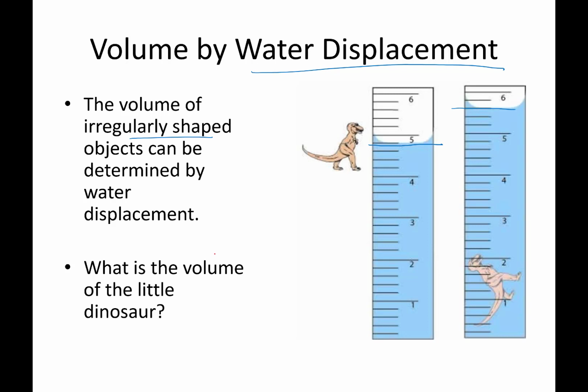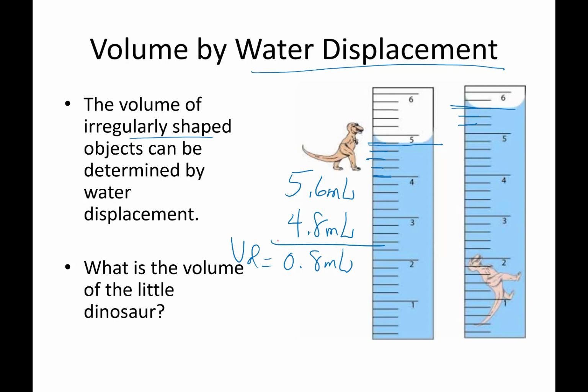So let's say I've got a little plastic dinosaur. Before I put the plastic dinosaur into a graduated cylinder, the volume of water is, let's see, this is 4 milliliters, 4.2, 4.4, 4.6, 4.8. So this is 4.8 milliliters before the plastic dino goes in the graduated cylinder. After, it's 5.2, 5.4, 5.6 milliliters. So what is the volume of the plastic dinosaur? Well, it's going to be 0.8 milliliters. That is the volume of my plastic dinosaur found by water displacement.